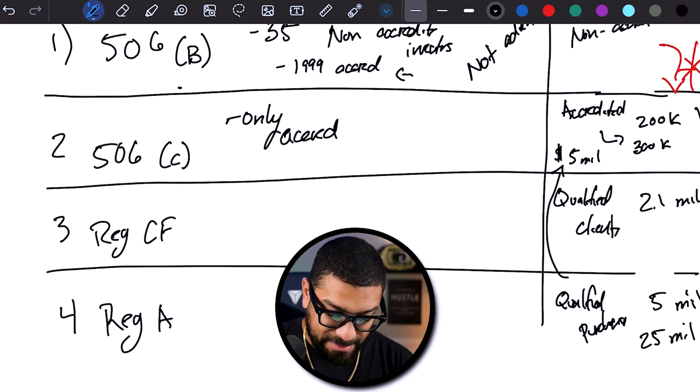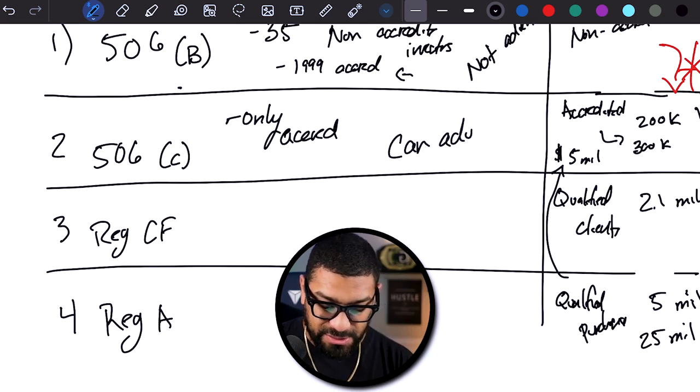But the great thing about 506C is that they only take in accredited investors, but they can advertise. So this is why you probably see some advertisements for funds, and I do, where it's like, oh, we'll give you an 8% pref and this or that, and I'll see those on Instagram. Those are most likely 506Cs.